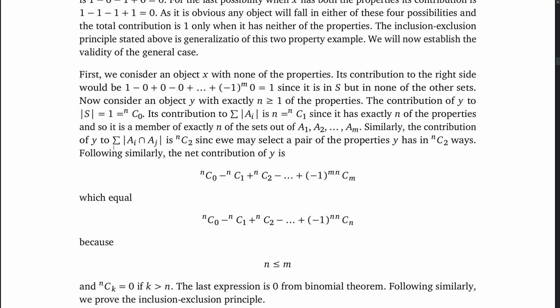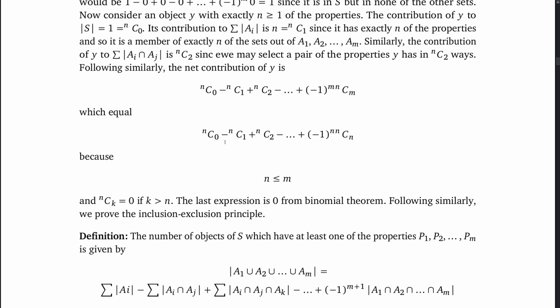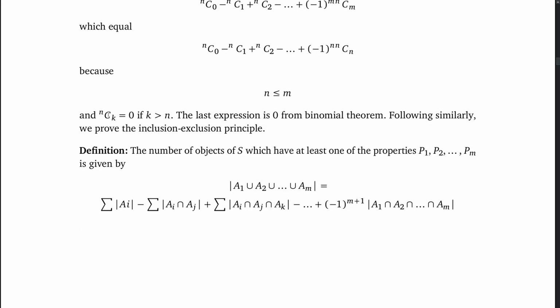Similarly, the contribution of Y to the summation of size of Ai intersection Aj is nC2, since we may select a pair of the properties Y has in nC2 ways. Following similarly, the net contribution would be nC0 minus nC1 plus nC2 through minus 1 to the power n nCn. And nCk is equal to 0 if k is greater than n. The last expression is 0 from the binomial theorem.